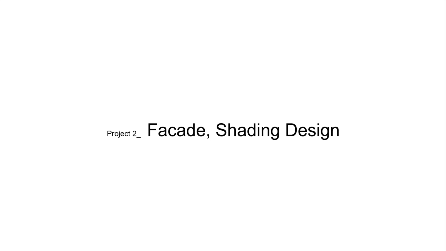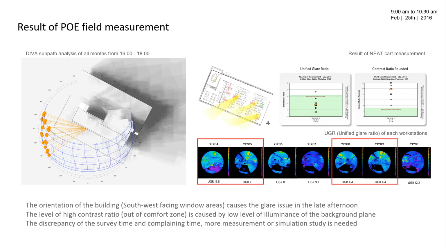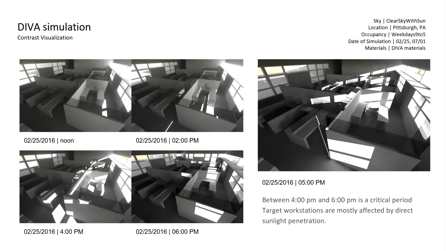The second project is about facade and shading design with Diva, because shading control is very critical and important to ensure indoor daylight and the occupants' eye comfort. I did a couple of studies. In this project, we took the rear building and found the problem of late afternoon glare. To reduce this issue, we need to introduce some shading device on the southwest facade. This is the problem analysis.